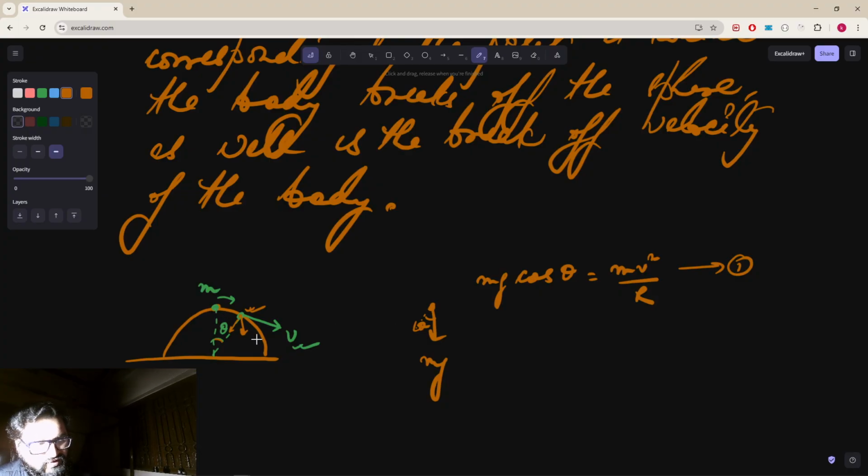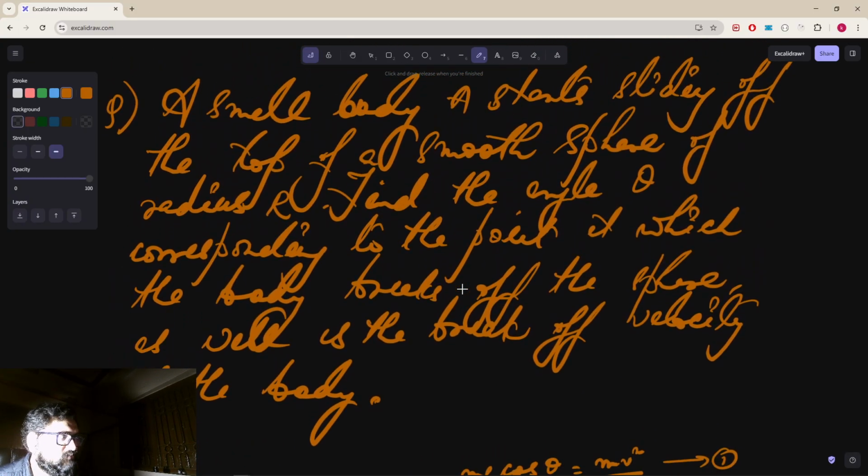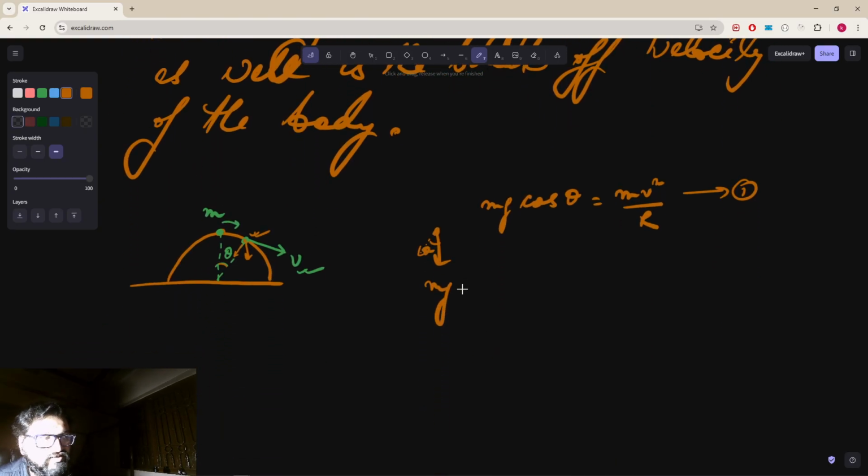The sphere is frictionless. It has been mentioned in the question that it's a smooth sphere, which means that it is frictionless, and it has got a radius of r, by the way. If I observe this body, it has fallen by some height, right? Which means that it has lost some potential energy. What is the height by which this body has fallen? If you calculate this height, it is r into 1 minus cos of theta. It's pretty simple to calculate, you can do that.